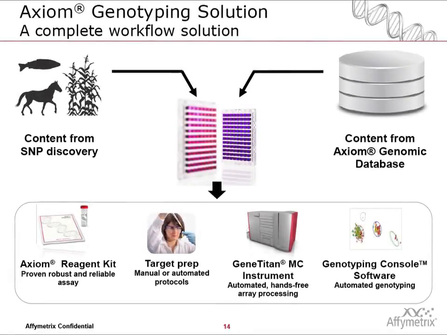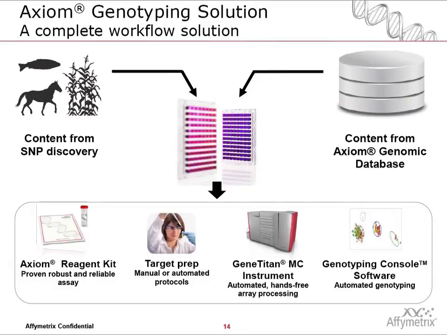So the Axiom Genotyping Solution offers a complete end-to-end workflow for every part of your genotyping program. If you have content from SNP discovery, that's done through your NGS efforts, or you are interested in content that we have in our Axiom genomic database, you can select that and then put it on arrays. These are 96 arrays on a single microtiter plate, so you can interrogate 96 samples at the same time in a single process run.